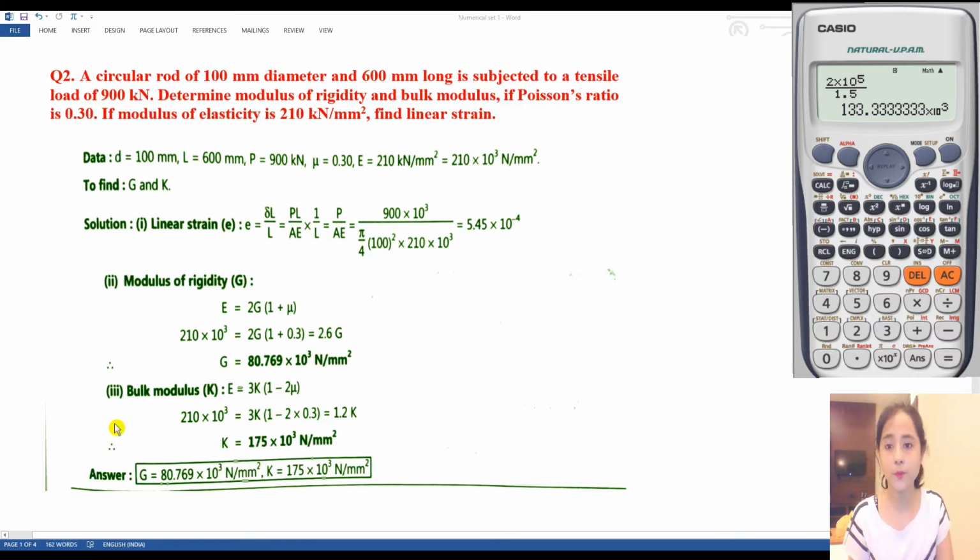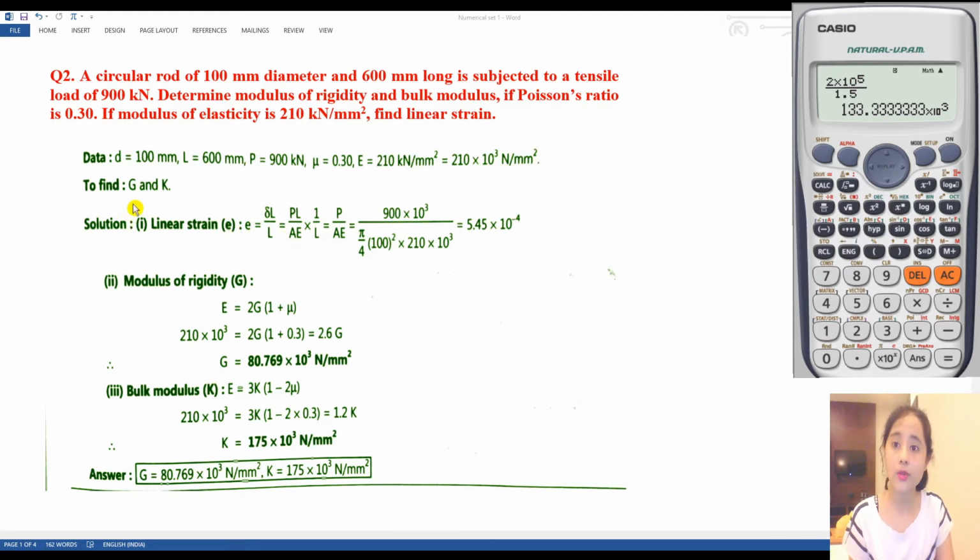Okay, so here, given is diameter equals 100 mm, length is 600, and the force P is given as 900 kilonewton. Now we need to convert this kilonewton to Newton. How do we convert? Into 10 raised to power 3. And the value of mu is given, the value of E is given, E is given in kilonewton, so we need to convert this kilonewton to Newton. It will be equal to 210 into 10 raised to power 3 Newton per mm square.